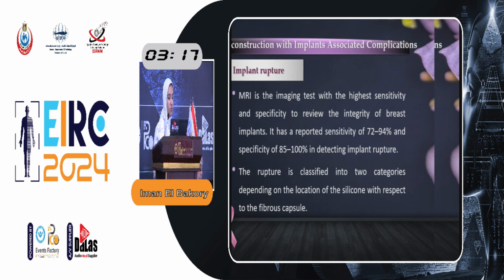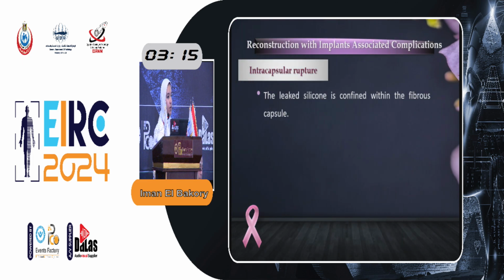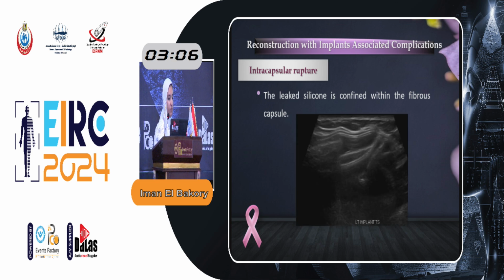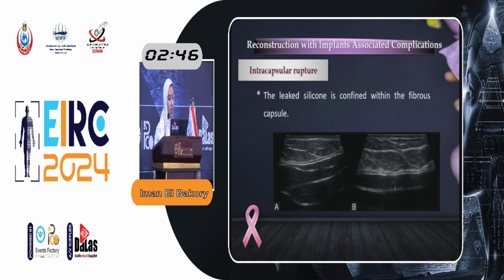detection of the implant rupture, and it's classified according to the leak of the rupture into intra and extracapsular. In intracapsular, there is a confinement of the silicon within the fibrous capsule. Caution for our radiologists to depict the intracapsular rupture, because we see it written frequently in ultrasound, and it turned out to be just radial fold. So keep caution when evaluating implant in ultrasound.